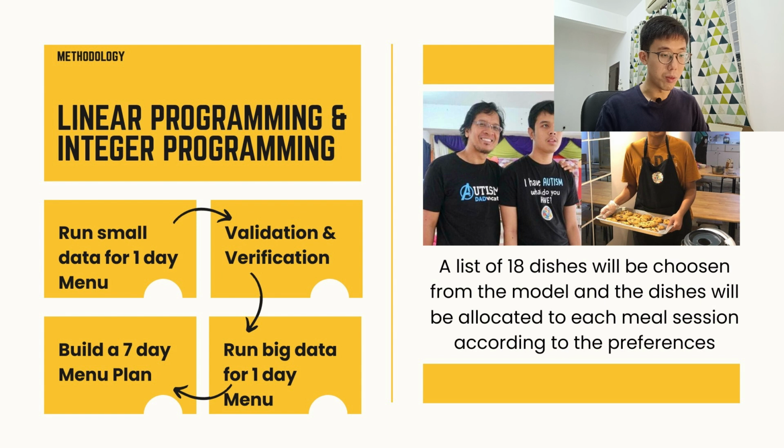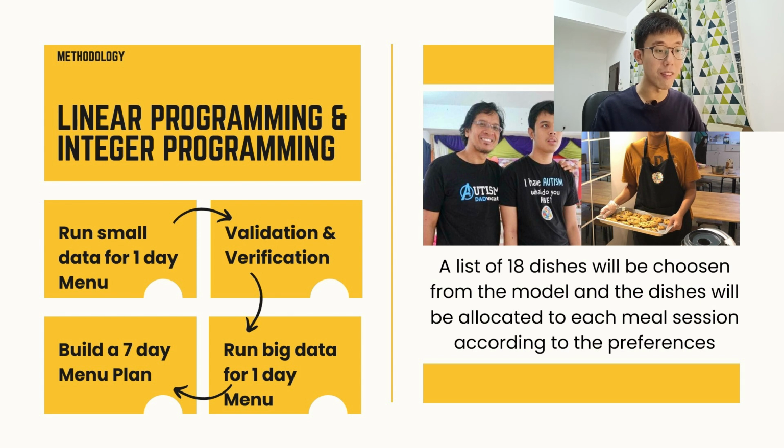All right, so this is how the model works using linear programming and integer programming. A list of 18 dishes will be chosen from the model at the end, and the dishes will be allocated to each meal session according to the preferences. A small data set will be run for a day of the menu. After validation and verification are done, a big data set will be run for a 1-day menu, and after that, a 7-day menu plan will be built from the validated model.